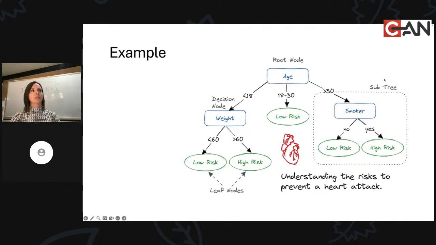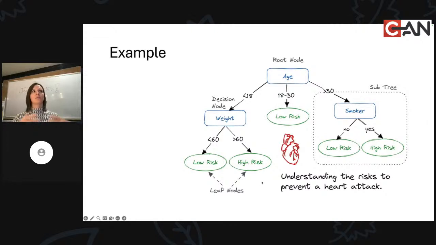And in what they're calling a subtree in this picture, then we're asking another question. We're saying, are they a smoker for this data set, people over 30? And if the answer is no, then they're low risk. If the answer is yes, they're high risk. If they are 18 to 30, we don't even ask if they're a smoker. It doesn't even come in. It's not relevant. This model determines they are low risk regardless. But if they are under 18 and they are greater than 60 pounds, then they are high risk.